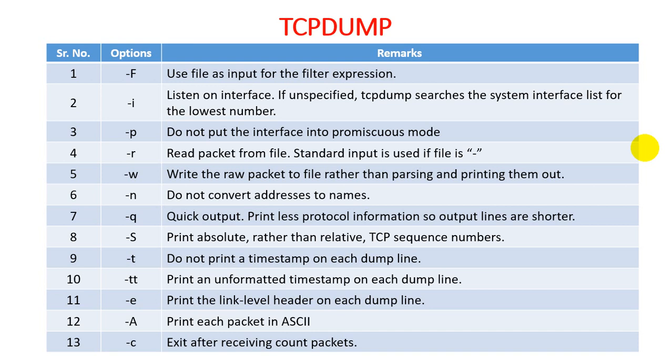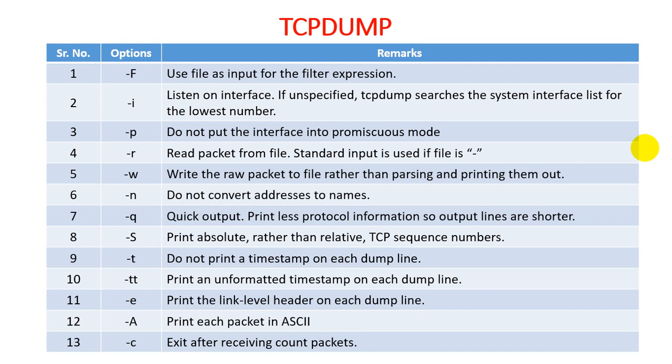Dash E: print the link level header on each dump line. Dash A: print each packet in ASCII code. And the last one, dash C: exit after receiving count packets. It means if you want to exit automatically after receiving a given number of packets, you just mention C, and C works as the count of packets.